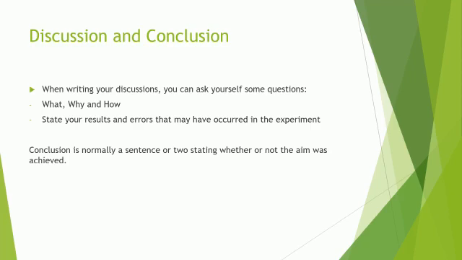Conclusion now. Conclusion is normally a sentence or two stating whether or not the aim was achieved. So it's nothing long. You state whether the experiment was successful and the aim was proven and so forth. That's basically your conclusion.